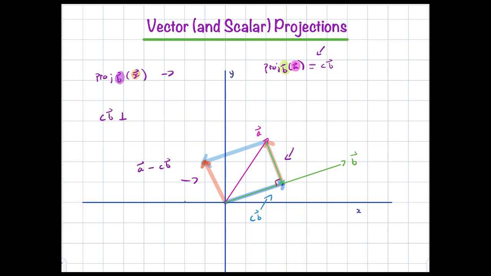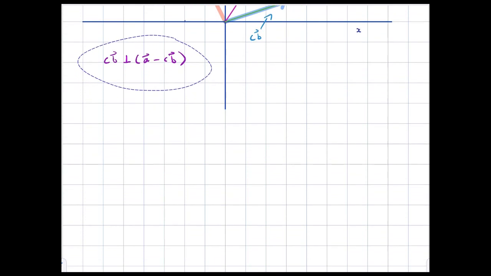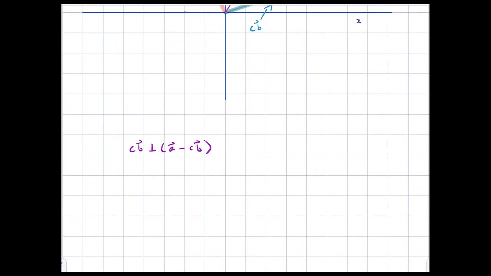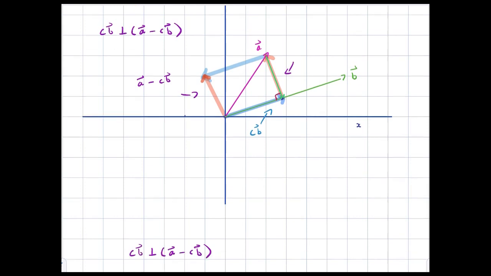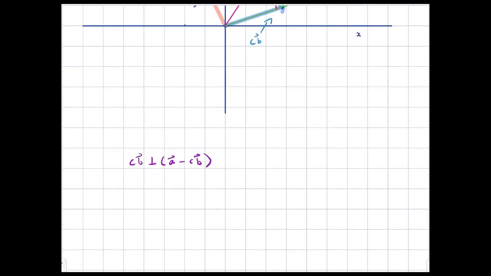Okay, so I know that C times B, the projection of A onto B, is perpendicular to this vector over here, which is A minus C times B. And this is the relationship which is going to allow me to solve for the C. And once I determine the C, I determine what the projection of A onto B is, because it tells me how much along B I go.